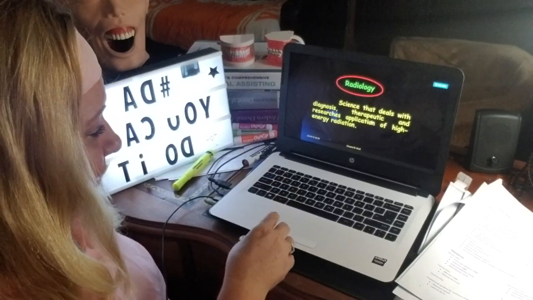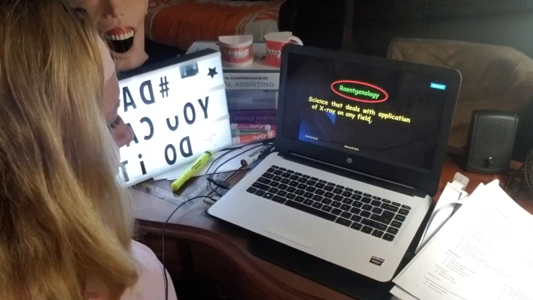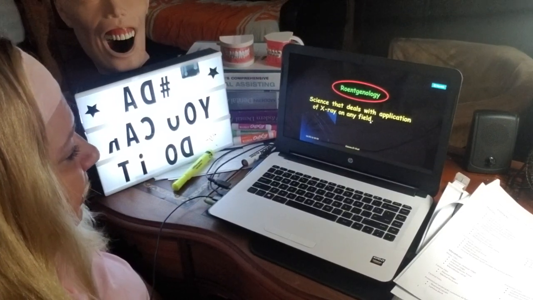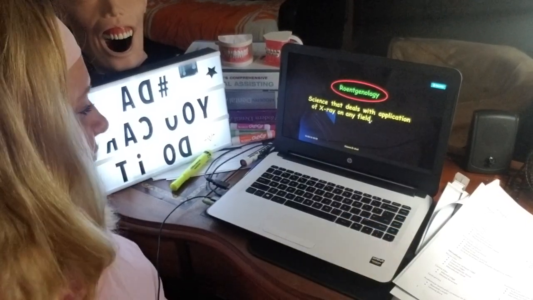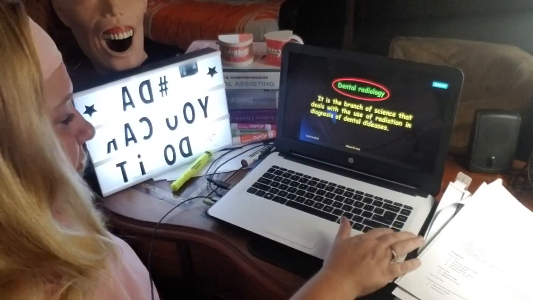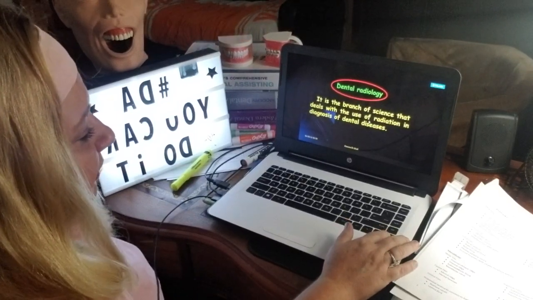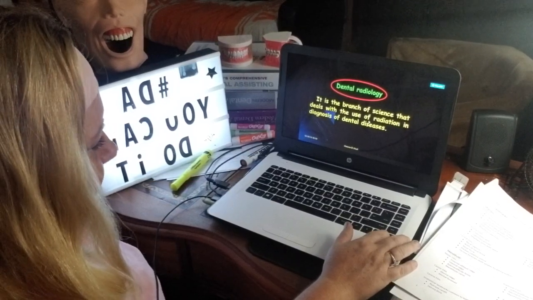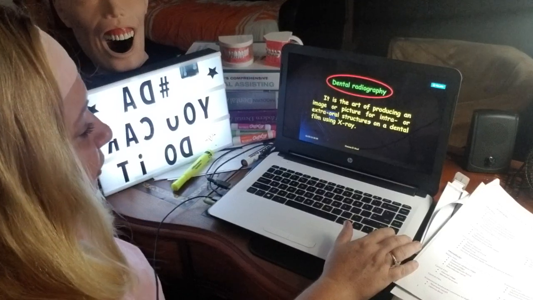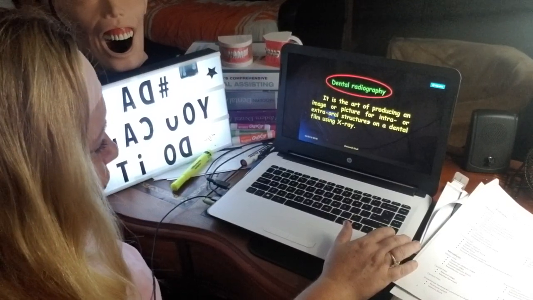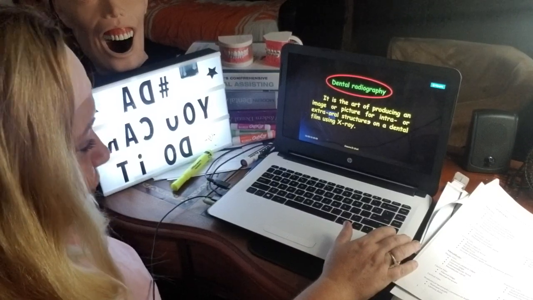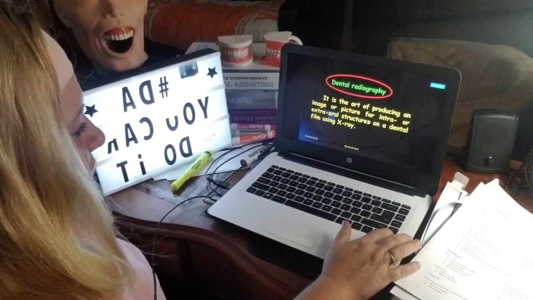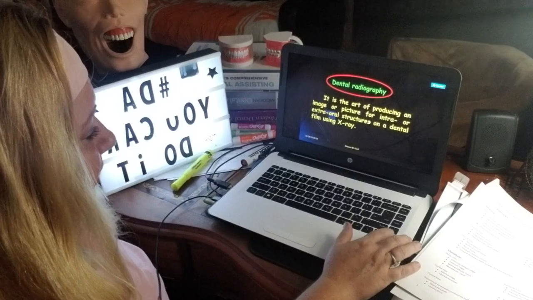Remember, they can't get x-rays and be diagnosed. Roentgenology: science that deals with application of x-rays in any field. Dental radiology is a branch of science that deals with the use of radiation for diagnosis of dental diseases. Dental radiography is the art of producing an image or picture of intra or extraoral structures on a dental film using x-ray. So either taking the CEF or a Panorex.